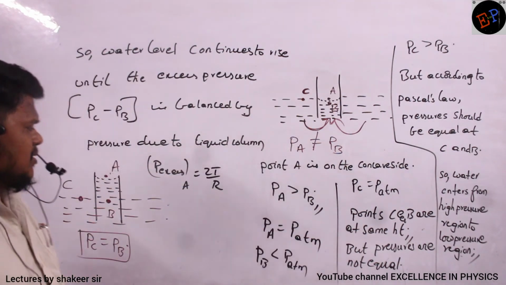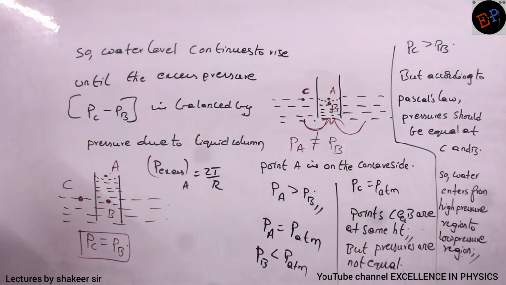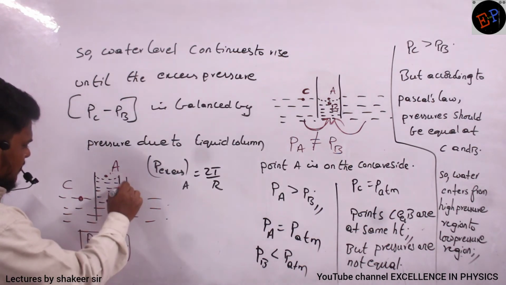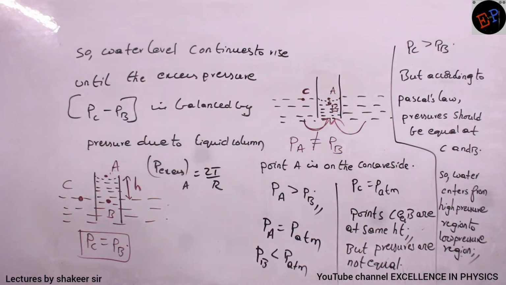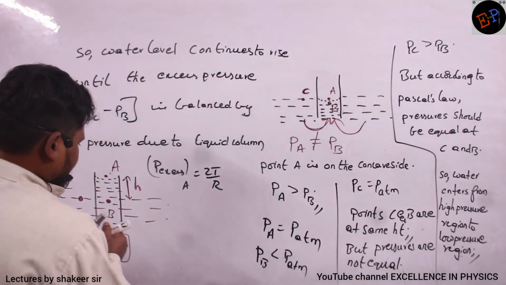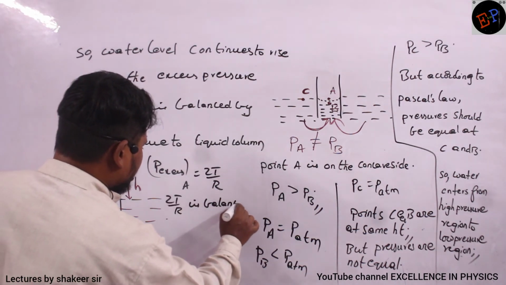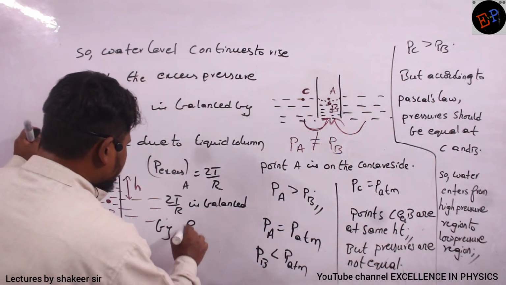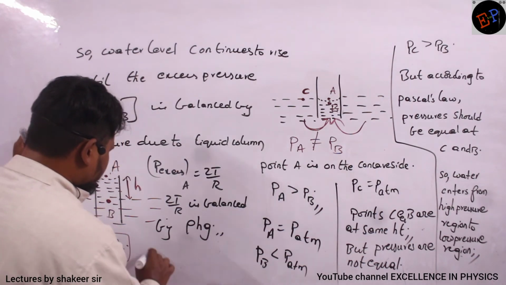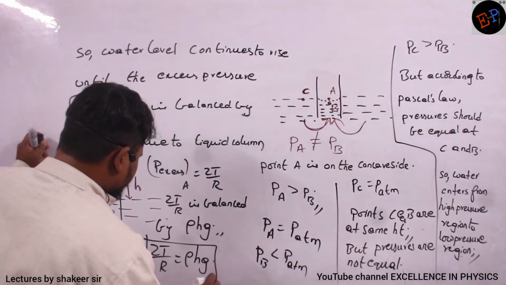So 2T by R. So this excess pressure is balanced by height of the liquid column. Is it clear? So in the capillary, what is the height of the liquid column which has raised? H is the height of the liquid column. Is it clear? So therefore I say, okay, 2T by R is balanced by whom? It is balanced by rho Hg. Okay. So 2T by R is equal to rho Hg. So this is a very important relation.